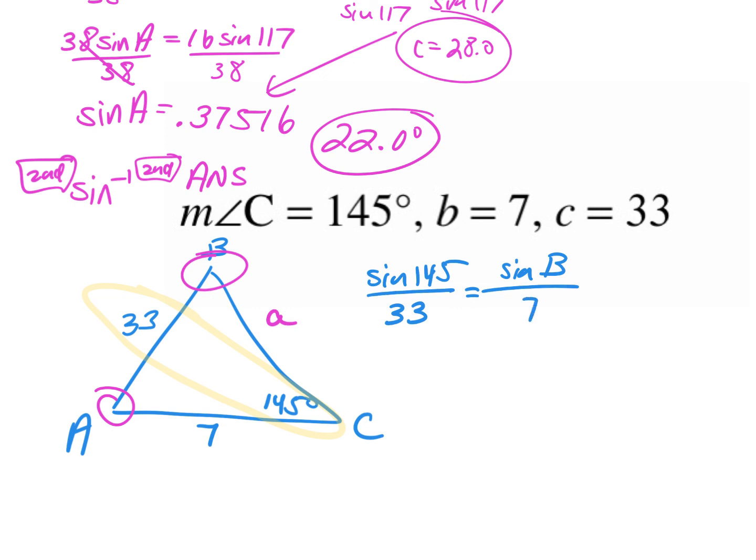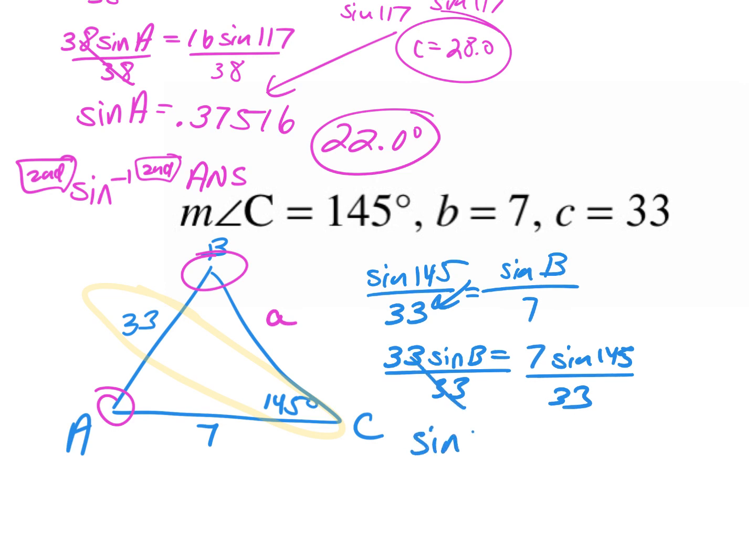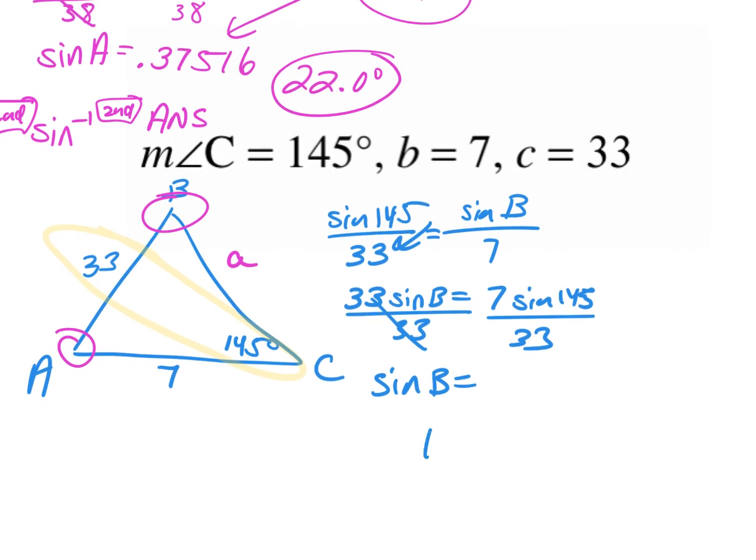This is where I have to go second sine in my calculator. So cross multiply: 33 times the sine of B equals 7 times the sine of 145. Divide both sides by 33, and you get the sine of B equals. So in our calculators, hit 7 sine 145. Make sure you close your parenthesis after that, and then divided by 33. You get like 0.12166. Just hit second sine, second answer, and you come out with angle B is about 7 degrees.